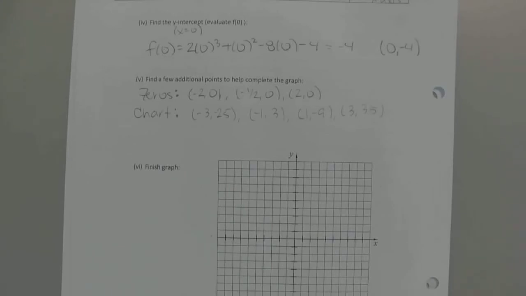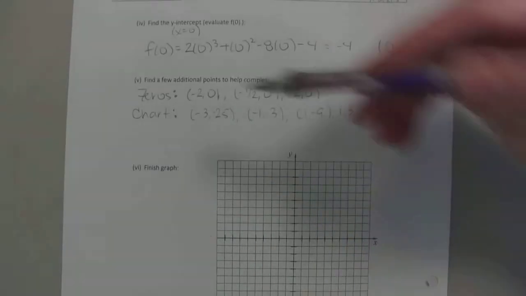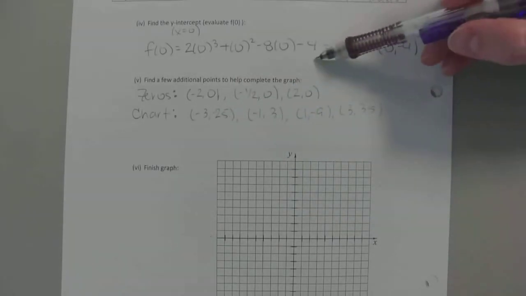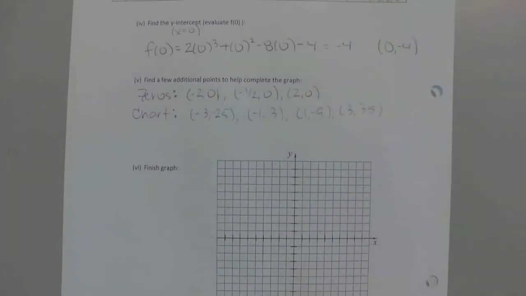So what I'm noticing is there's a really big jump from -2 to -3. We go from 0 to -25. So maybe let's find f of -2. Hold on, I'm talking and you guys are still writing. So guys, I'm just pulling those. We already know our zeros. We found those on the first page: -2, -1/2, 2. And then from the chart, I'm just pulling my test points. We picked -3. When we plugged it in, we got a y value of -25.